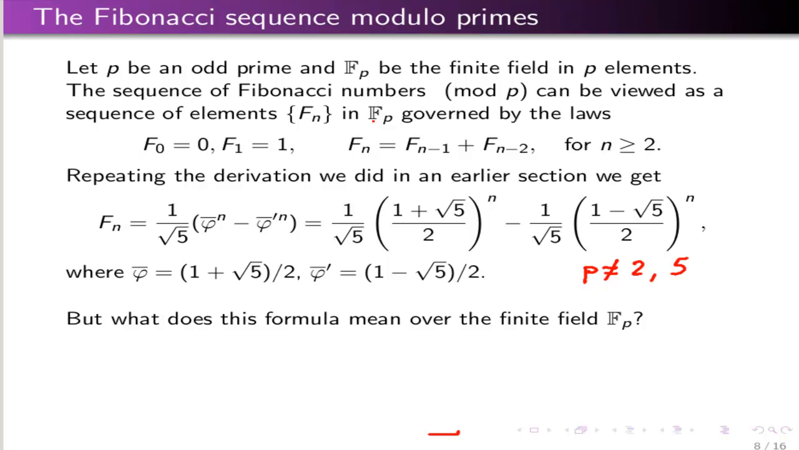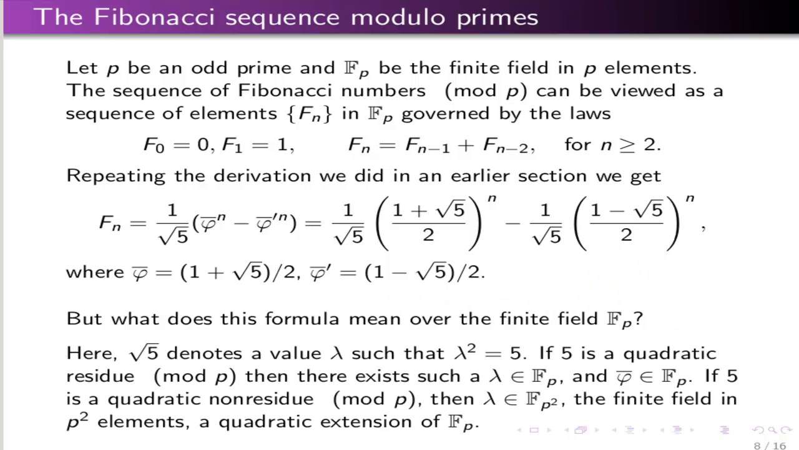So what does this formula really mean when we're working in a finite field F_p? Well, two things are obvious. The 1/2 here really just means the multiplicative inverse of 2, which is okay. And when you have a 1 over root 5, that really just means the multiplicative inverse of root 5. But what does the square root of 5 itself mean? So there's two considerations there.